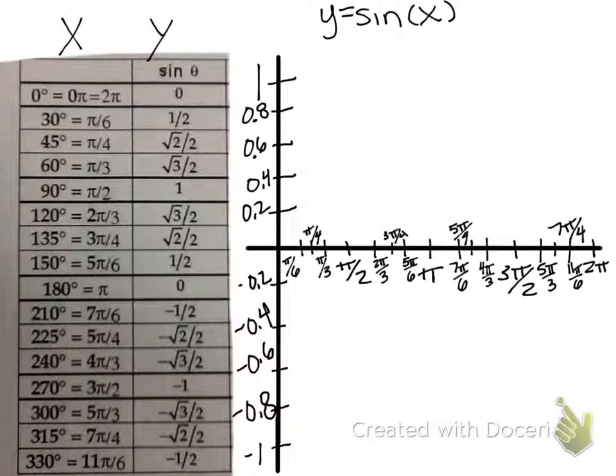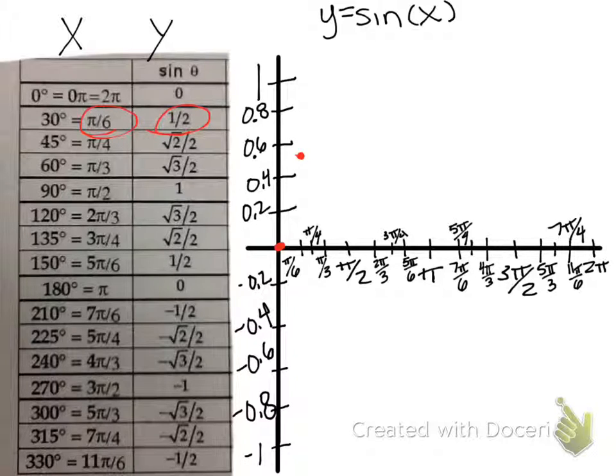So what I wanted you to do in class was to plot these points. You would plot, let's say, 0, 0 first. So that's going to be this point right here. And then the next point would be pi over 6, comma 1/2. So that's just 0.5. Pi over 6 and 1/2 would put me right here.